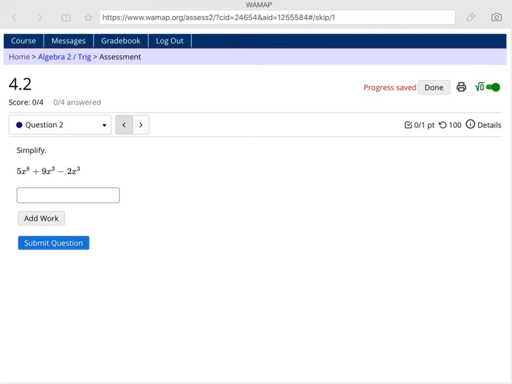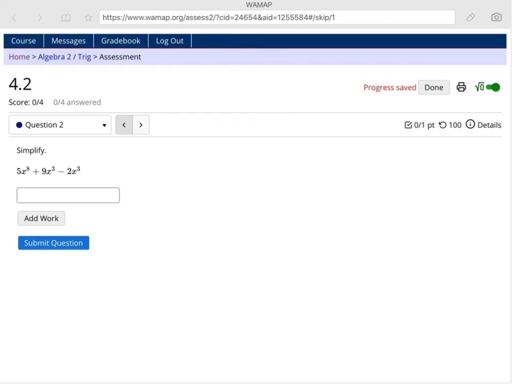So let's go ahead and take a look at another one of these problems just to make sure we got the hang of it. In this case, we're going to be simplifying this expression. And in this case, it's a lot shorter, which is kind of nice. It means it's going to be a little bit less work for us. But our basic process is the same.